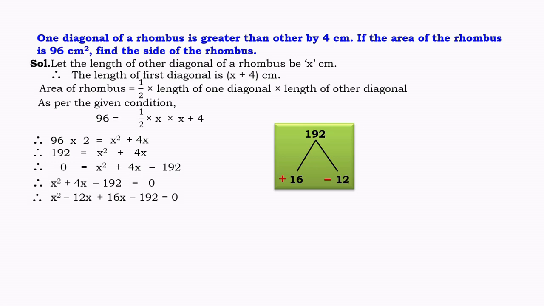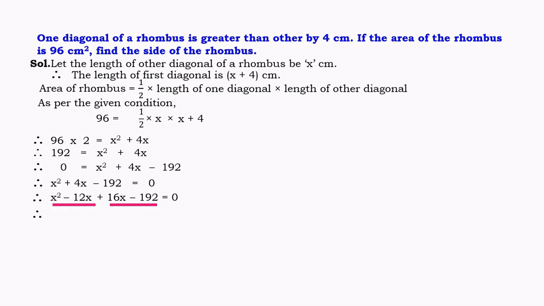Replacing 4x with 16x minus 12x, the equation becomes x squared plus 16x minus 12x minus 192 equals 0. Now let us group the terms. Taking common factors, we get x multiplied by (x + 16) minus 12 multiplied by (x + 16) equals 0. Taking (x + 16) as the common factor, we obtain (x + 16)(x - 12) equals 0.